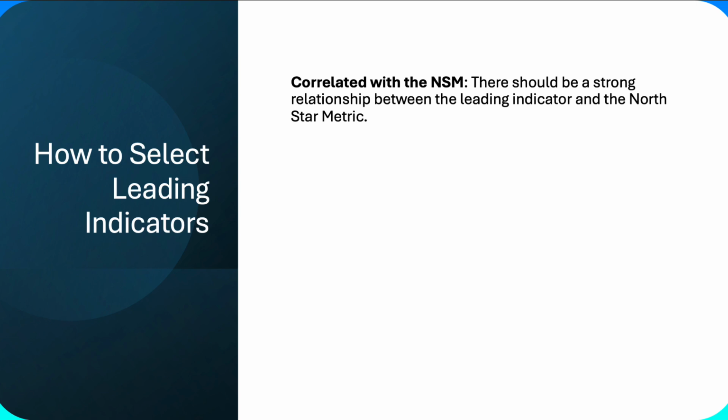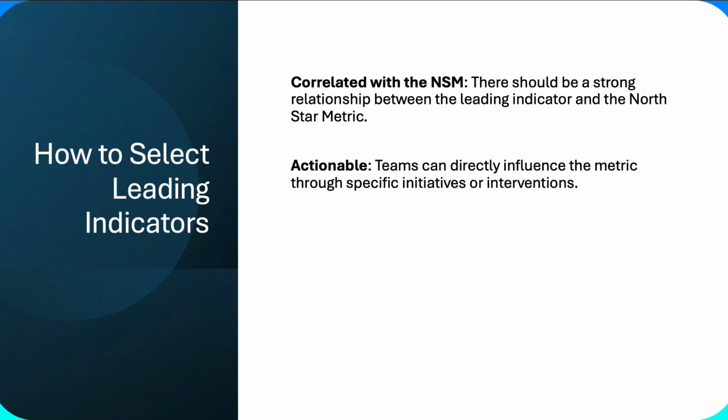Well, first, the leading indicator needs to be correlated with your North Star metric. There should be a strong relationship between that indicator and the North Star metric. It should be actionable. So if you start to see that these leading indicators are not particularly moving, you need to be confident that you can do something about it, that there are features or adjustments you can make or changes to service or support or product marketing that could influence that leading indicator.